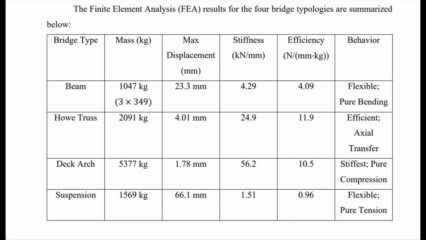So, when we compare the numbers, the difference is significant. The arch was the stiffest, but it weighed 5,300 kilograms. This truss bridge weighs only 2,000 kilograms, less than half the mass, but it still kept the deflection to just about 4 millimeters. And by analyzing the specific efficiency metric, which is calculated by dividing the stiffness over structure mass, the Howe Truss emerged as the clear winner, providing the best balance of stiffness and weight.